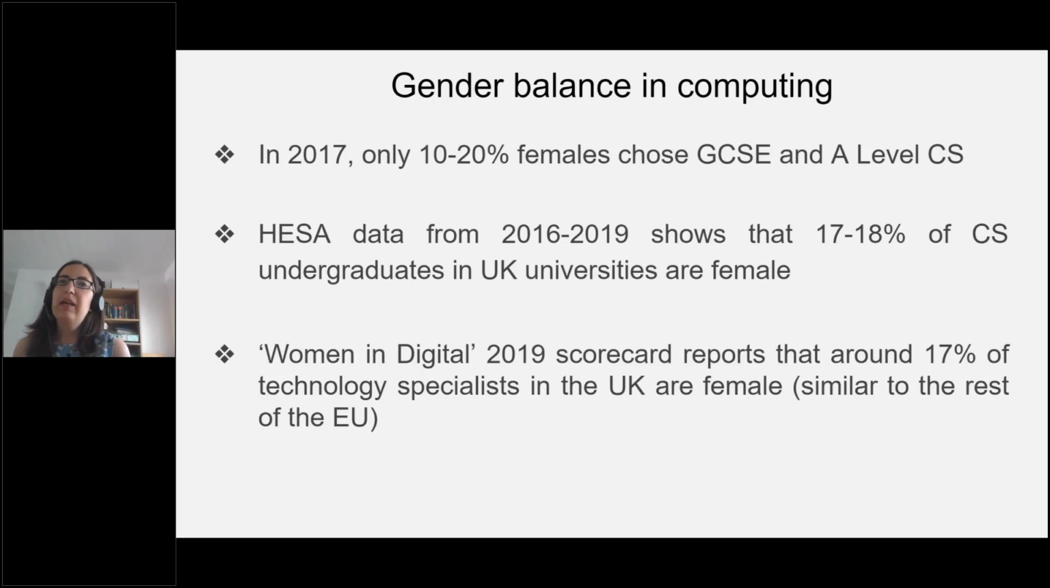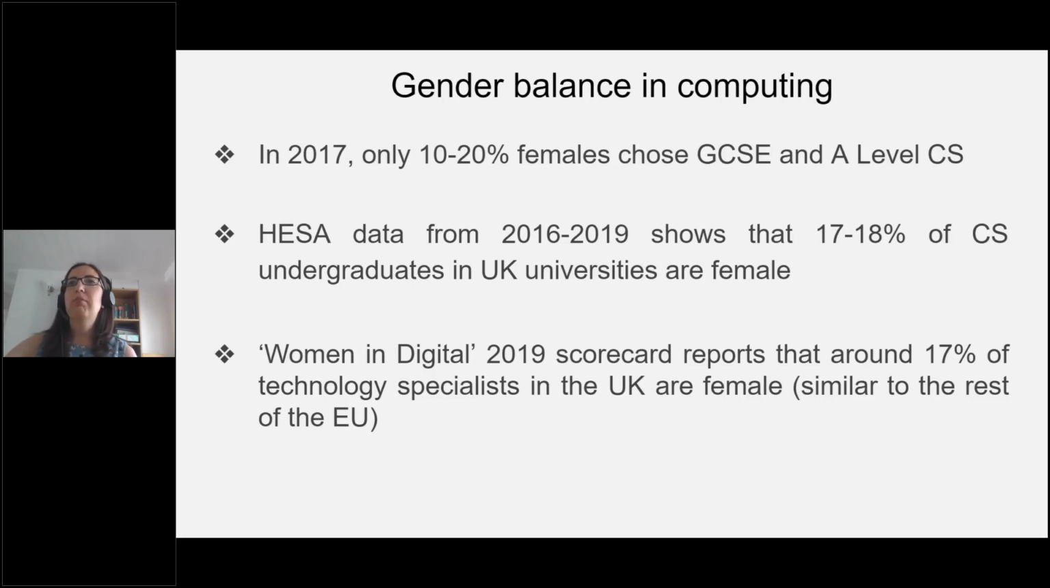And just thinking about how that moves into careers, there's a European Commission scheme called the Women in Digital Scorecard. And if you look at the 2019 one, so it's the last one they did, it reports that in the UK, around 17% of technology specialists are female. So this isn't necessarily computer scientists, but people who are specialists in using technology in their jobs.